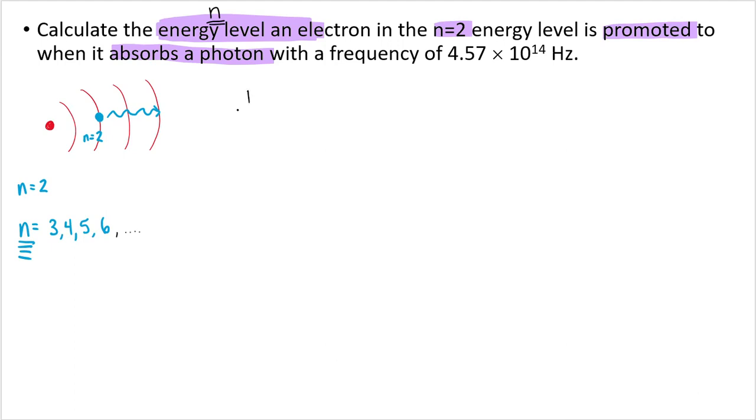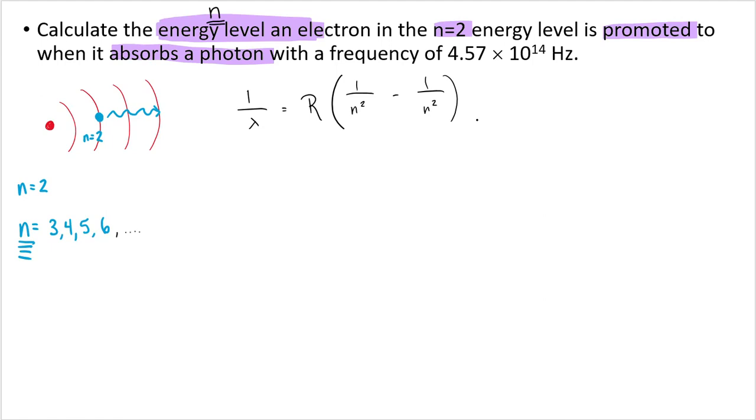So we know it's going to be a Rydberg equation, which is 1 over the wavelength of light either absorbed or emitted is equal to the Rydberg constant times 1 over n squared minus 1 over n squared. Here's the issue. We know we're going to be solving for an n. We know we have the other n. We don't have a wavelength.